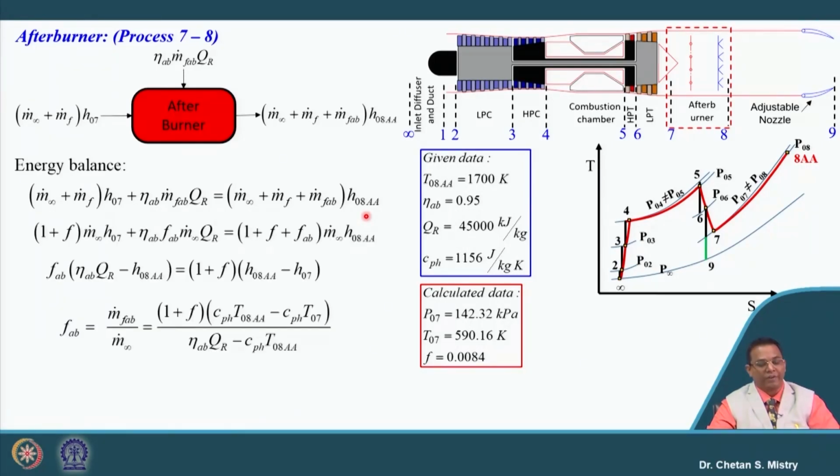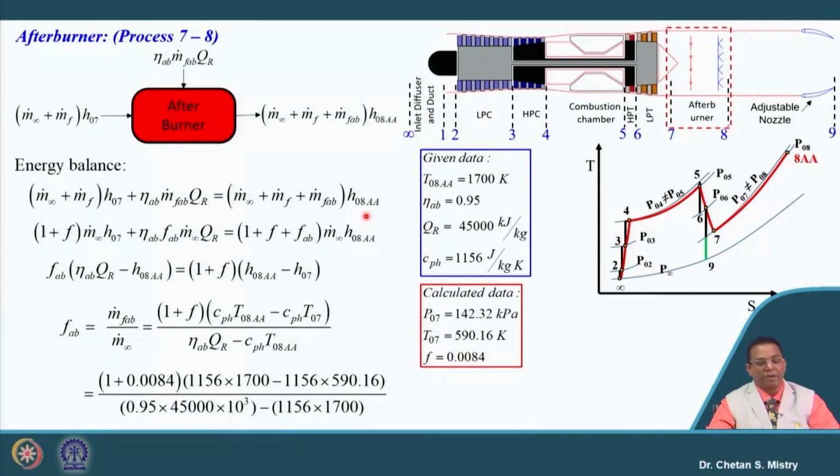Now, if we try to solve this and put in all these numbers, we need to be very careful. The Cp values we are putting in all need to be in joules. Otherwise, we may come up with different numbers, and that you cannot accept. So, be careful about these numbers. The fuel air ratio for the afterburner is coming as 0.0317.